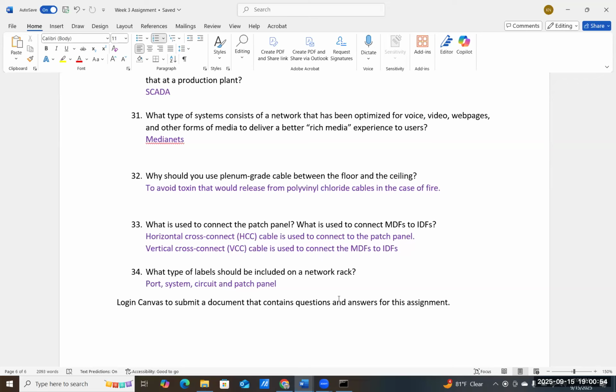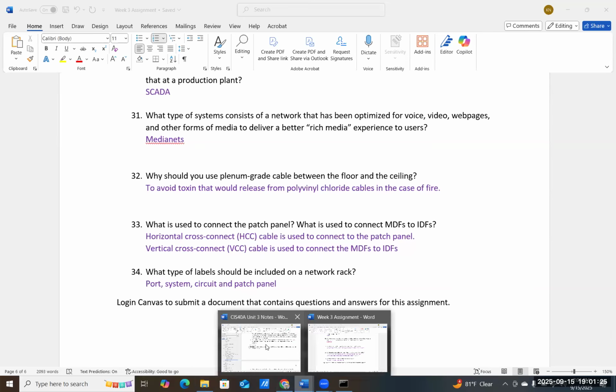And it asks what is used for the MDF and which one is used for the IDF. So you would use the horizontal cross connect. The HCC cable would be used to connect directly into the patch panel, right? And that patch panel will connect to your main rack. And then the vertical cross connect, VCC, cable would be connected to the MDF and the IDF. So I think there should also be pictures that you can find.